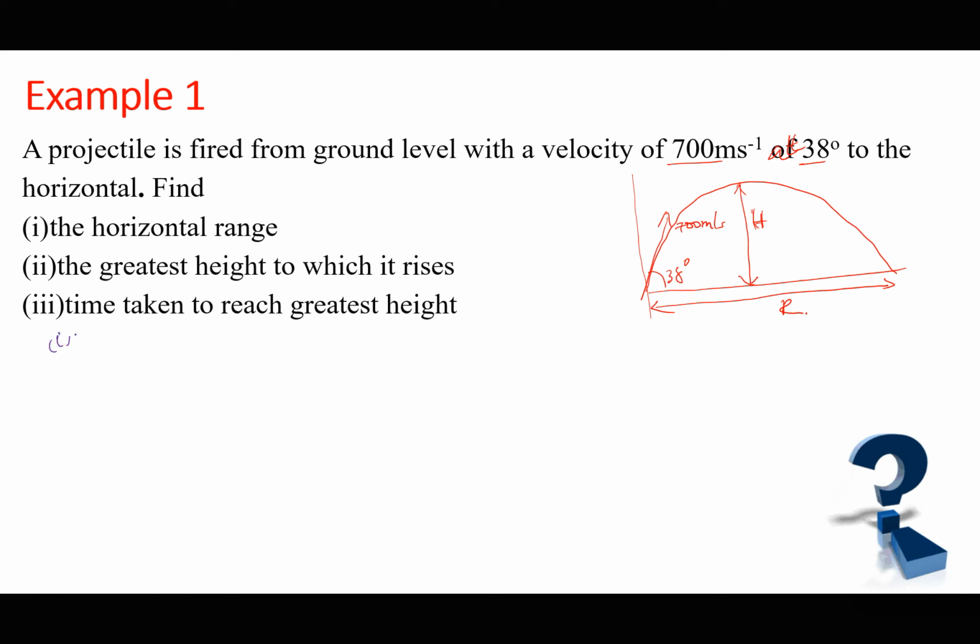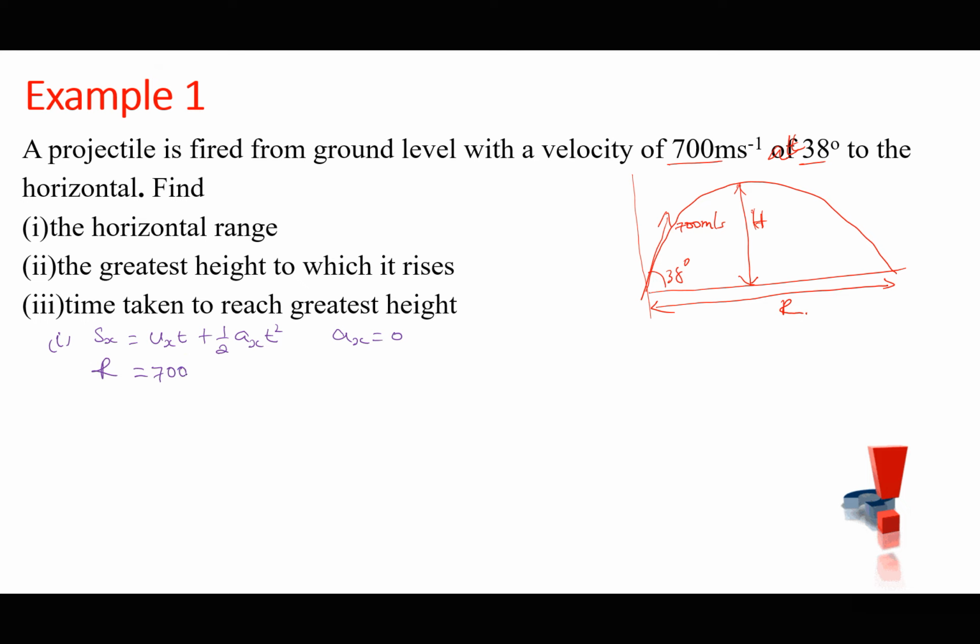Roman 1, the horizontal range. For horizontal range, I must consider horizontal motion. So using S in the horizontal equals the initial velocity in the horizontal times t plus a half acceleration in the horizontal times t squared. Remember, the acceleration in the horizontal is 0 because there is no force in the horizontal if air resistance is negligible. So it means the horizontal distance is the range. Initial velocity in the horizontal is 700 meters per second, then times t, which we don't know.